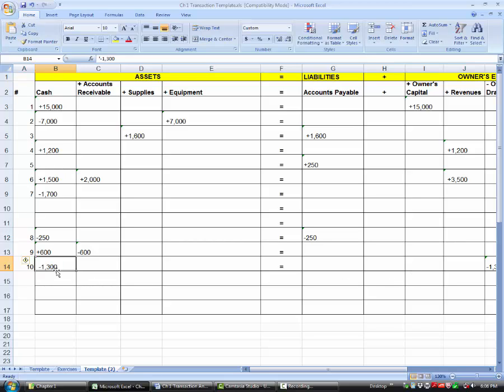So now you have been able to complete all 10 transactions, and the next step would be to add and subtract all these numbers to be able to come up with the final balance for each of these columns. So you can go ahead and do that, and then we will meet again next time and be able to take this one step further when we work on the financial statements.